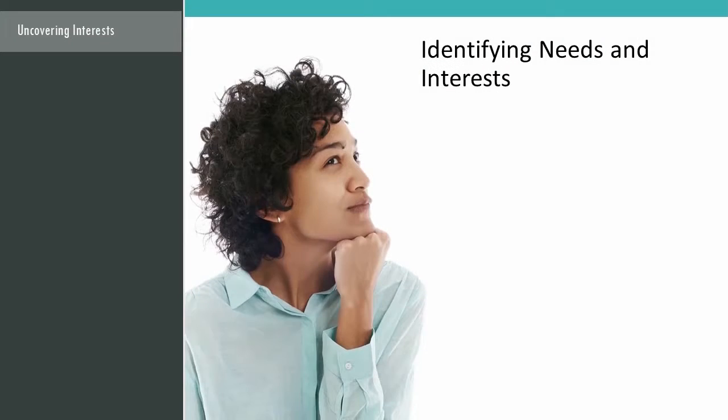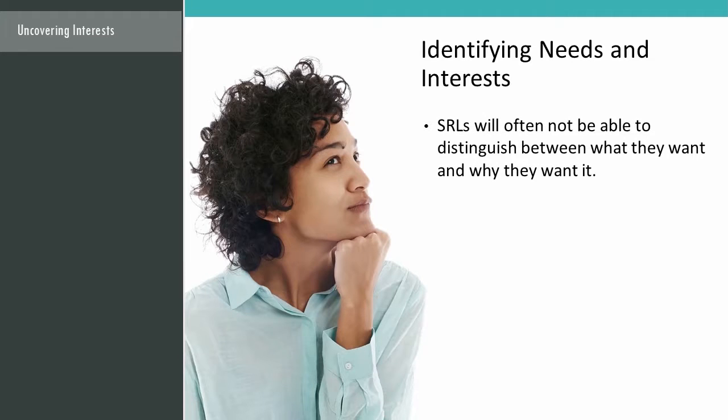Identifying needs and interests. Self-represented litigants will often not be able to distinguish between what they want and why they want it. They may say, I want $100,000. And you may try to say, well, why do you want that? Well, I want $100,000. They can't distinguish between the underlying problem often and the solution they come up with to solve it.